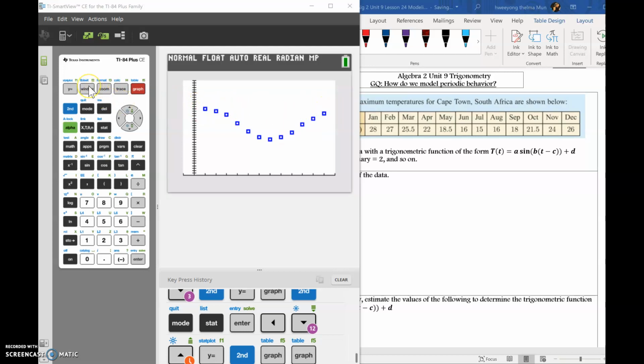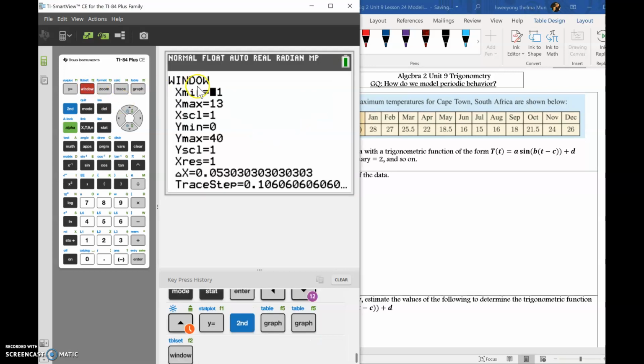Now let me take a couple of seconds to show you how I set up the window. Notice I set up the window as -1. January is 1, but I made it a little bit less so that I can see all the points nicely. And I made the max go on to 13, even though 12 was the max. So 13 will just give me a little more space over here. And I scaled the X as 1s because I want to look at every month.